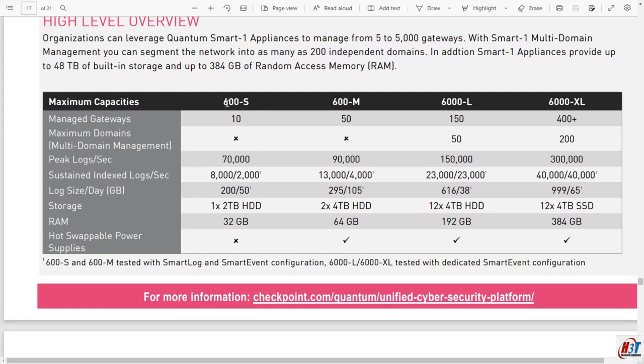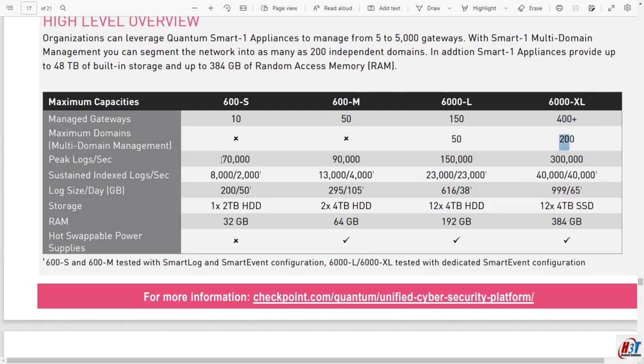Now if you look into these comparisons, the managed gateways that you can manage on these devices, for example, for 600S you can manage 10 devices. Now for 600M you can go up to 50, while on 6000L the number goes up to 150, and on 6000XL it can be 400 plus. And the maximum domains that you get here is, on 600S and M, they don't support this, but L and XL you can get 50 and 200 respectively.